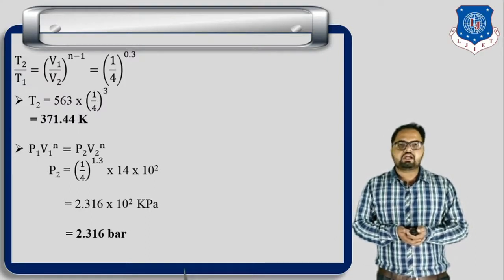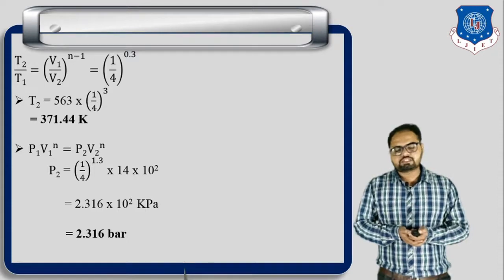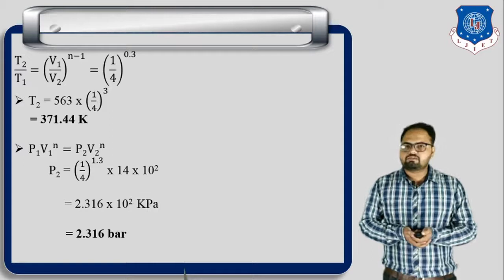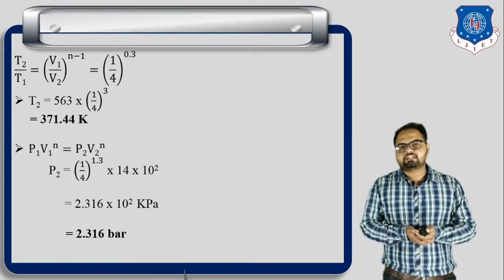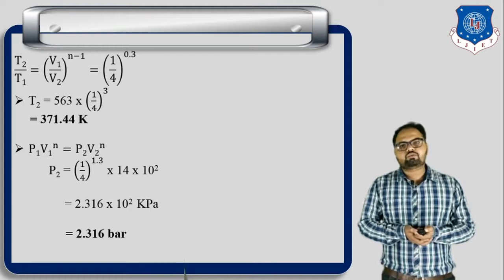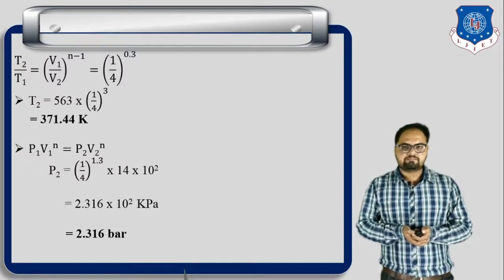Now we need to find the final pressure P2. We know the law of the polytropic process, that is PV raised to n is equal to C. The initial state is 1 and the final state is 2, so we can rewrite this equation as P1 V1 raised to n is equal to P2 V2 raised to n. So we get P2 is equal to P1 into (V1 by V2) raised to n. By putting all the values in this equation, we get P2 as 2.316.